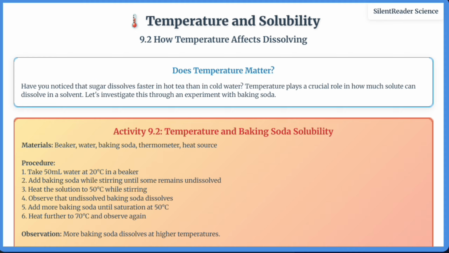Let's discover why water is called the universal solvent. Water can dissolve more substances than any other liquid, making it essential for life on Earth. This special property comes from water's polar nature. Water molecules have positive and negative ends that can attract and surround solute particles.